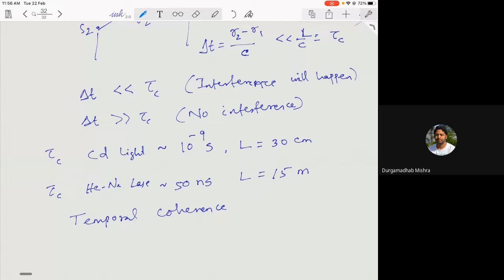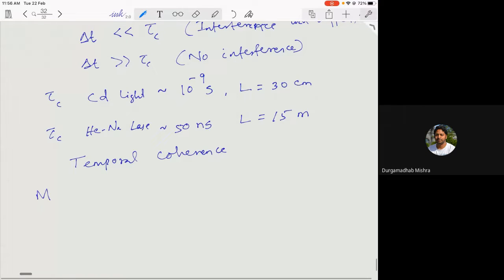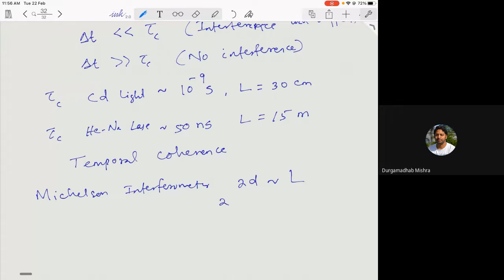One can do the same thing for the Michelson interferometer that we saw earlier. In that case, your path difference 2D should be equal to your coherence length L, or 2D by C should ideally be less than your tau C. Then you will observe an interference pattern.